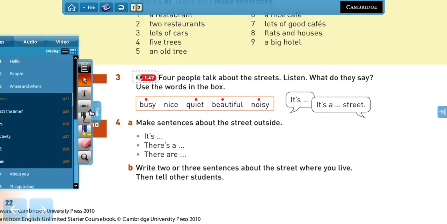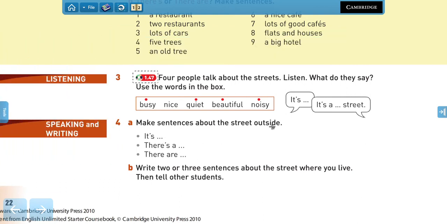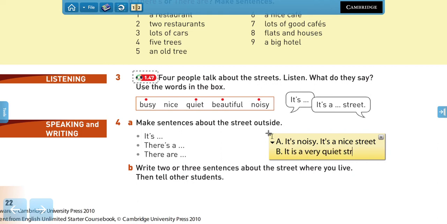So let's see. Do you have your answers ready? So in A, the person uses the expression noisy. It says, it's noisy. But the person also uses the expression, it is a nice street, right? It is noisy and it is nice. B, it is a very quiet street. The opposite of noisy. Quiet and noisy, right?